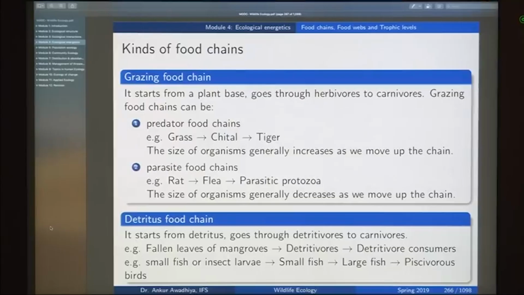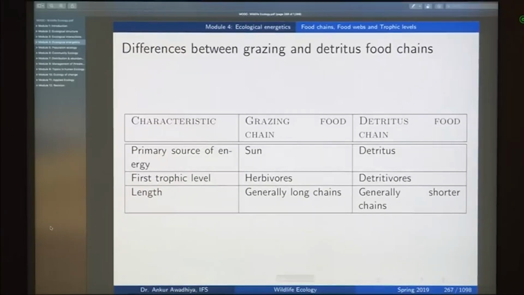Then we looked at these 2 kinds of food chains. One is the grazing food chain, which starts from a plant base, and detritus food chain that starts from a detritus base. Now, grazing food chains have 2 categories. We have the predator food chains, in which the size of the organisms increases as you move up the food chain, and the second one is a parasitic food chain, in which the size of the organism reduces as we move up. Then we had a look at the differences, and typically detritus food chains are shorter chains because they do not have sufficient energy to support a very long chain.